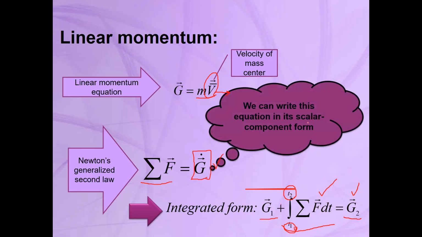And also, again, we can write this equation in the scalar form. For example, if we assume that this is in a Cartesian coordinate system, we can expand this equation in a scalar form. In the scalar form, we will have, for example, the summation of the force in x direction is equal to the linear momentum in x direction, and in y and z you can write as well.